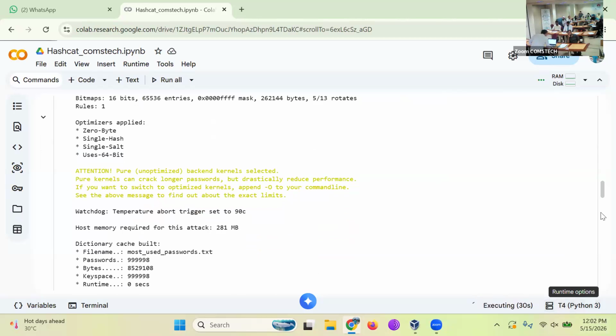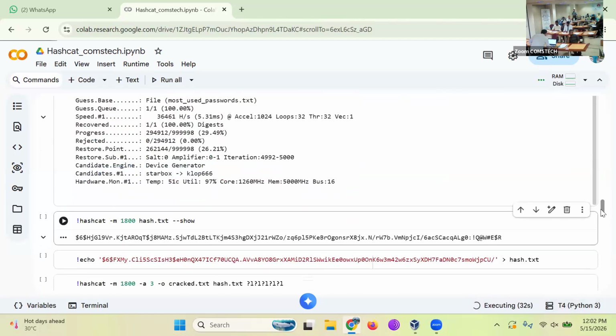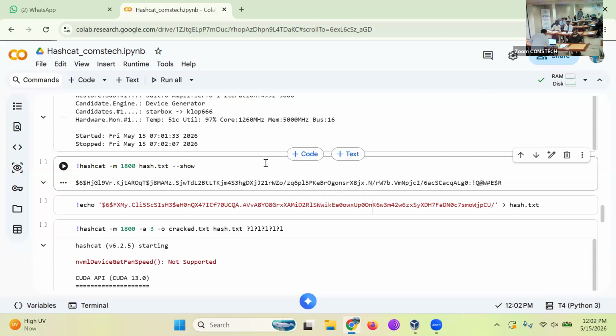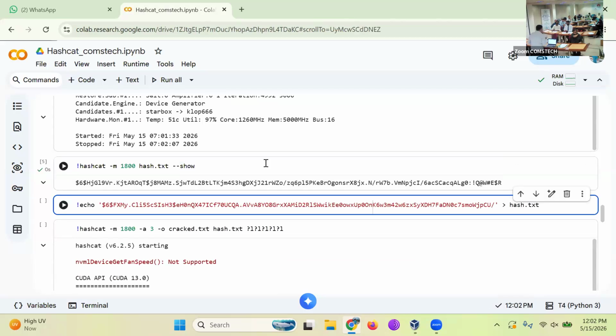Okay, so the cracking part has started. You can see, it has already cracked. If you see here, it says status cracked. So now the password is cracked, and all of you can do it on your laptops also.